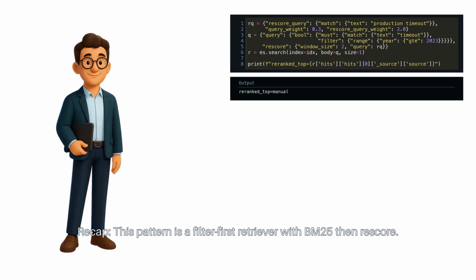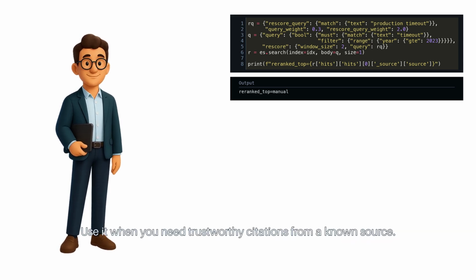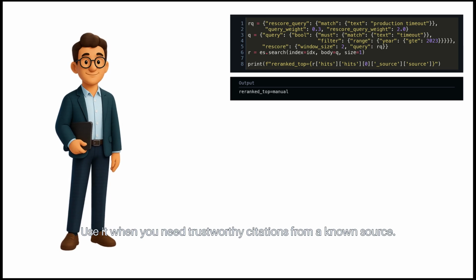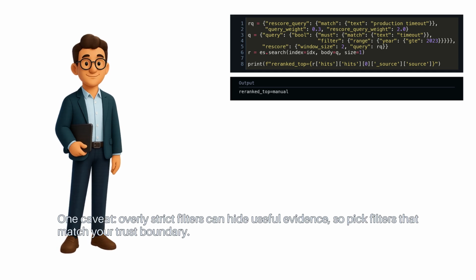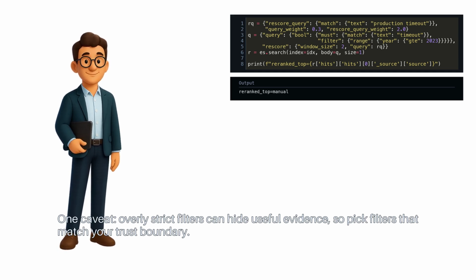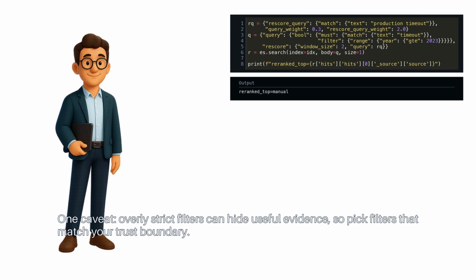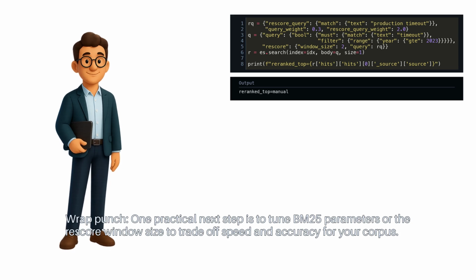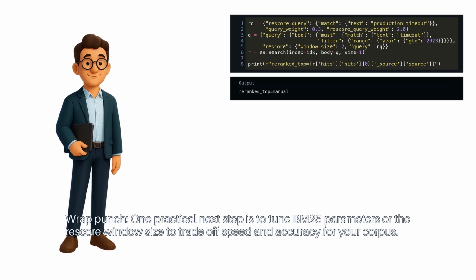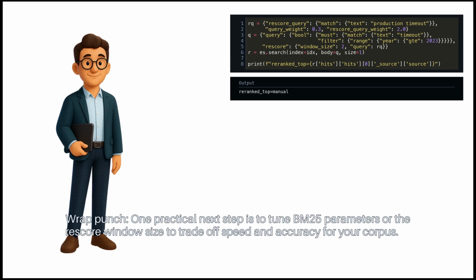Recap. This pattern is a filter-first retriever with BM25, then rescore. Use it when you need trustworthy citations from a known source. One caveat: overly strict filters can hide useful evidence, so pick filters that match your trust boundary. One practical next step is to tune BM25 parameters or the rescore window size to trade off speed and accuracy for your corpus.